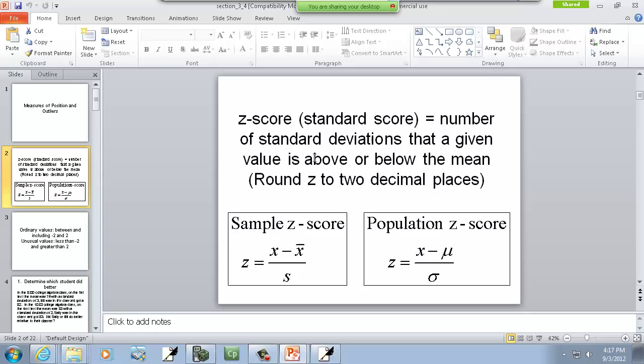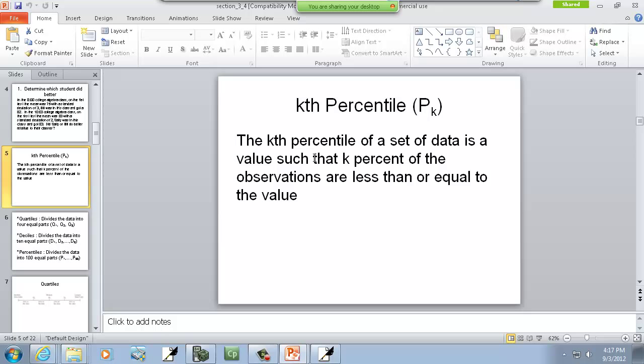Okay. The kth percentile. The kth percentile of a set of data is a value such that k percent of the observations are less than or equal to the value. If I say you're in the 80th percentile in terms of your scores, that means your scores are better than 80% of the people that took that test. So that's what the percentile means.